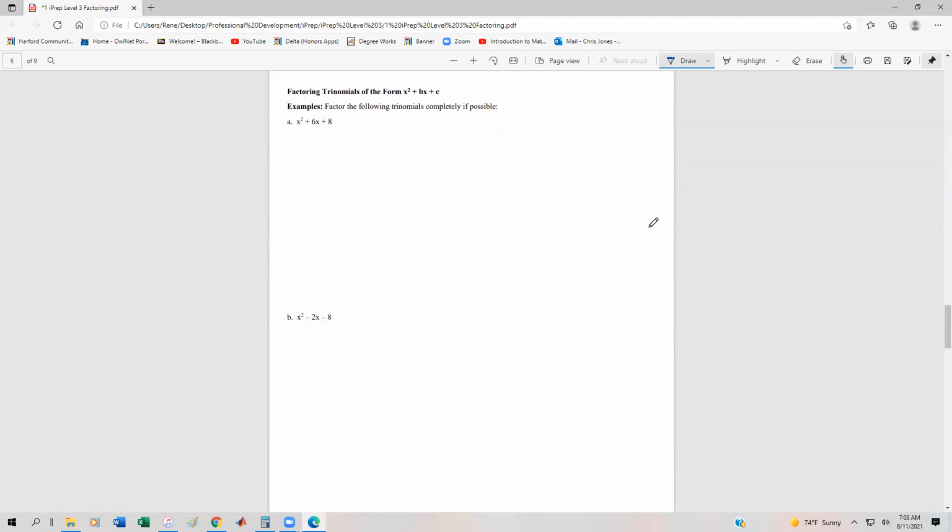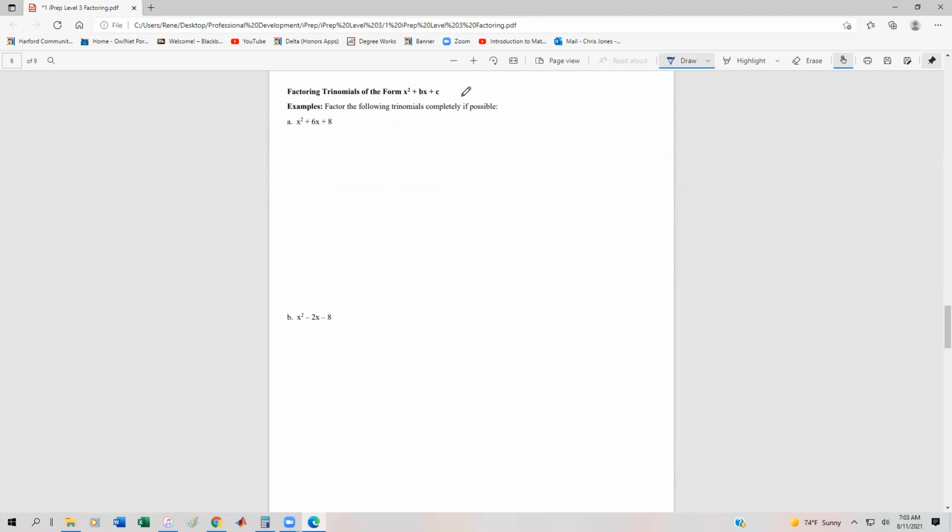Another type of factorization that we can perform is on trinomials, all right? And trinomials are generally the most difficult types to factor because when we go through and factor them, we have to make sure we're good with our multiplication facts, all right?